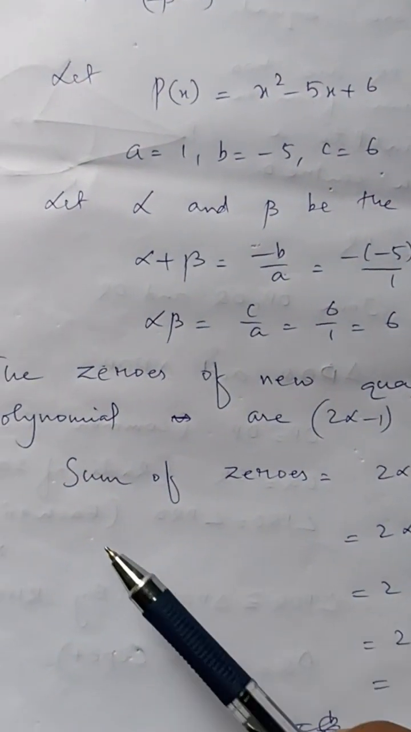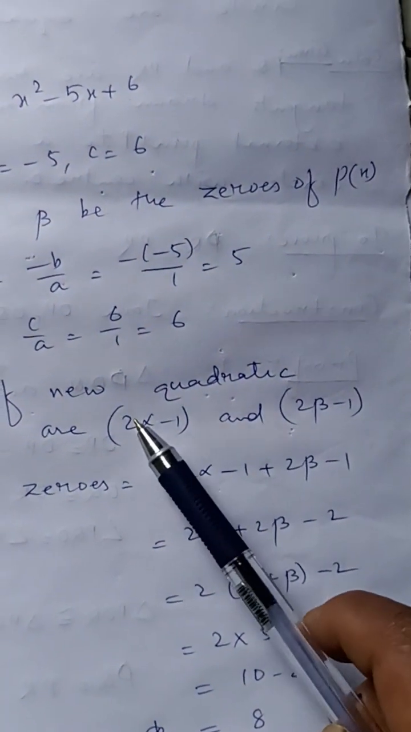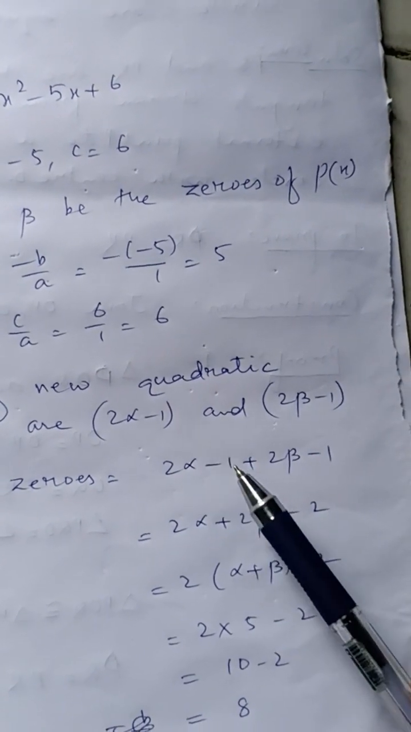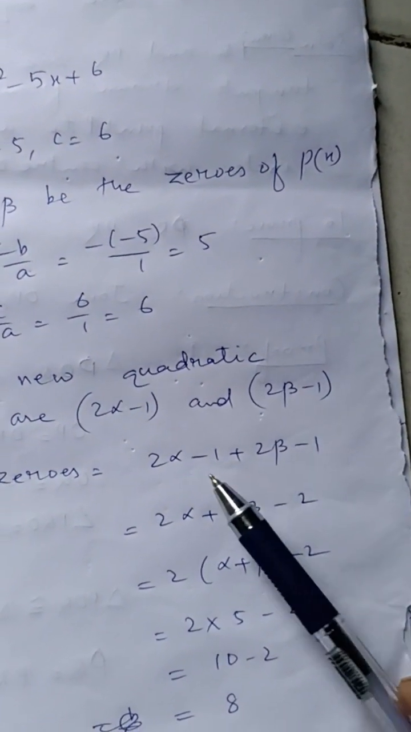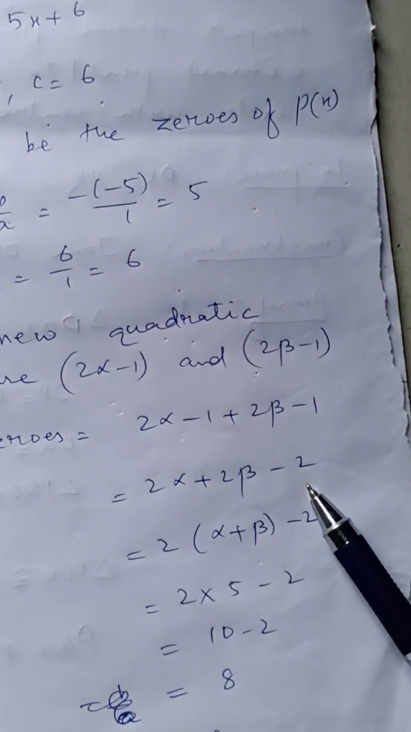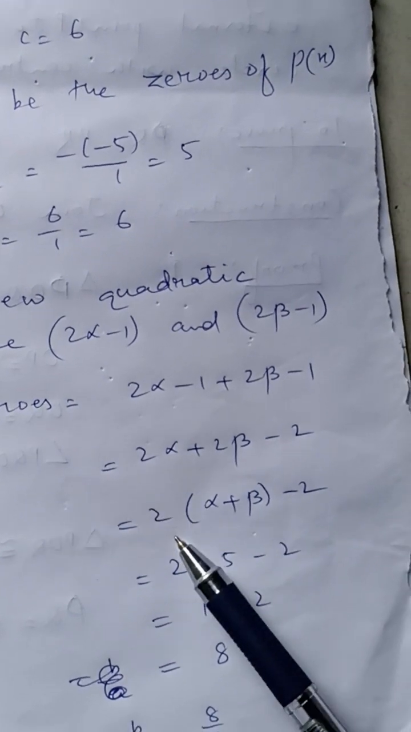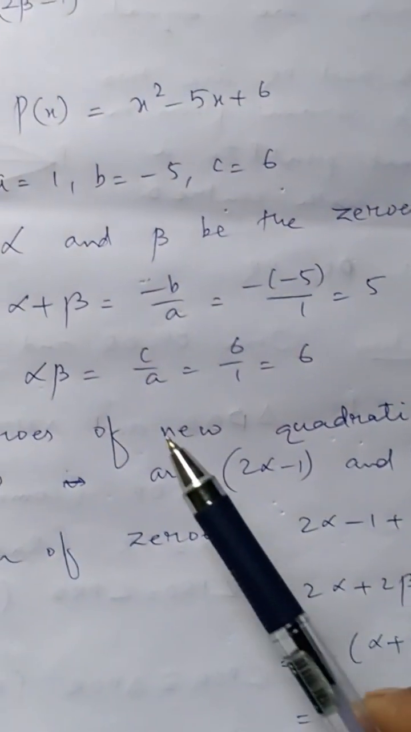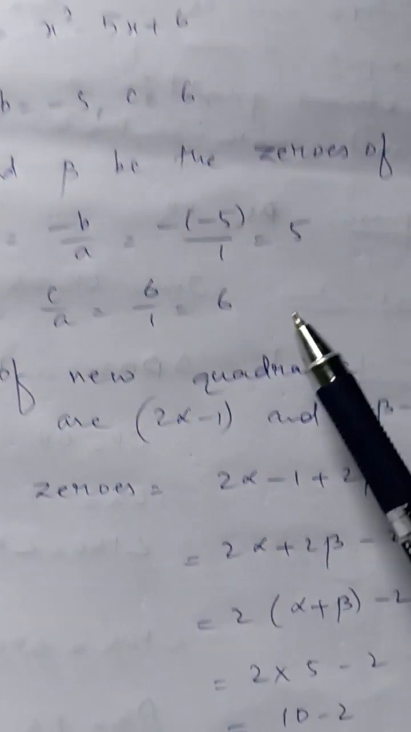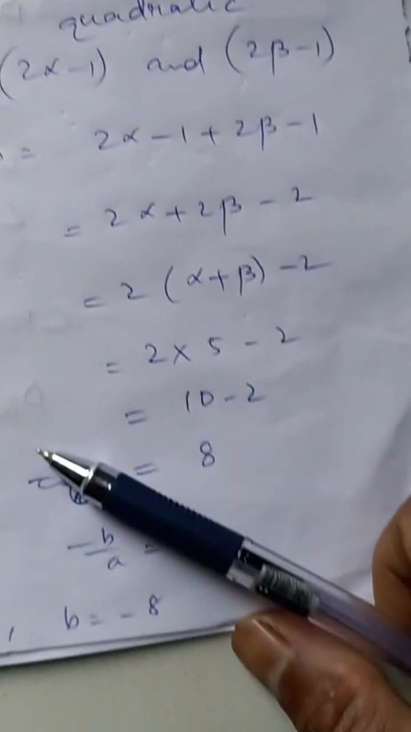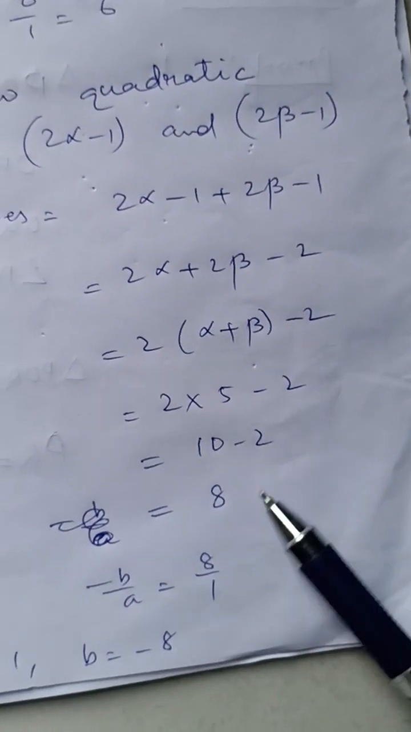So for this again we do the sum of zeros. Sum of zeros means these two we will add. So 2 alpha minus 1 plus 2 beta minus 1, which means 2 alpha, 2 beta you write together, and minus 1 minus 1 will become minus 2. In the first two terms we take 2 common, then alpha plus beta in the bracket, minus 2 as it is. Then in place of alpha plus beta we replace the value from here, which is 5. So it will be 2 fives are 10, minus 2, then 10 minus 2, which is 8.